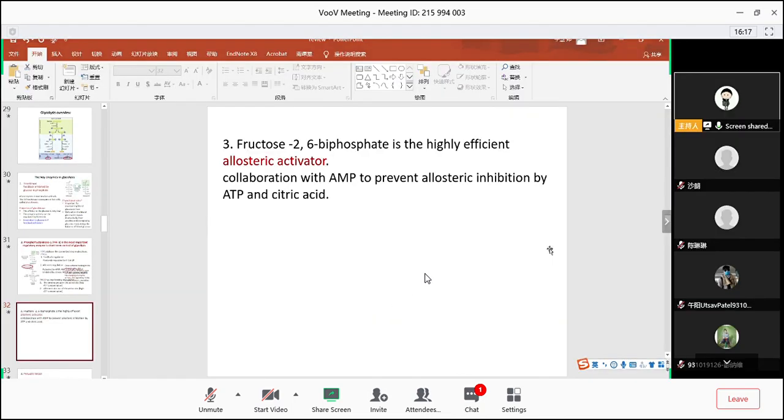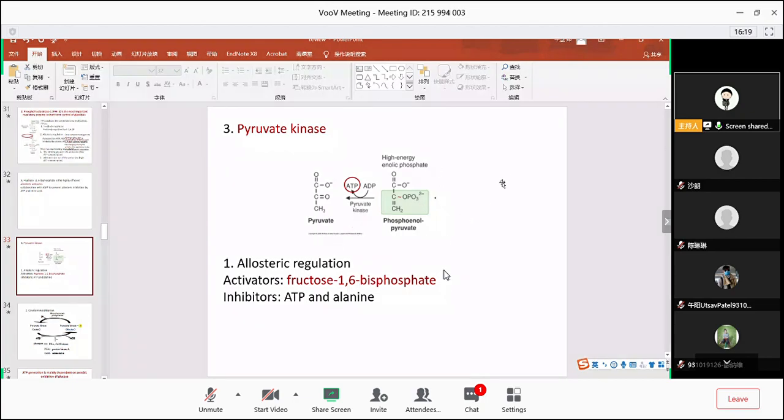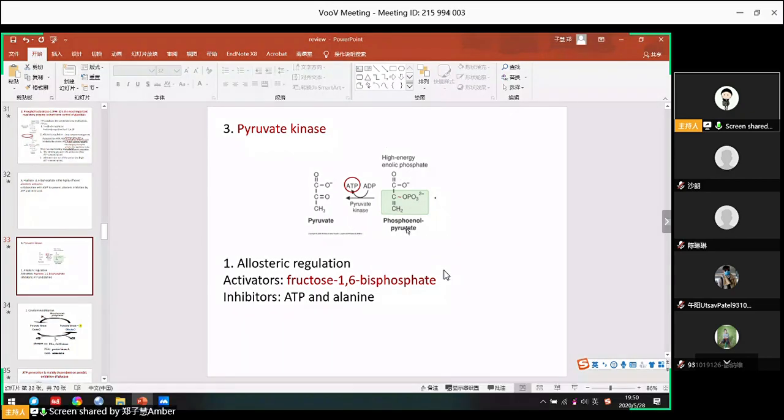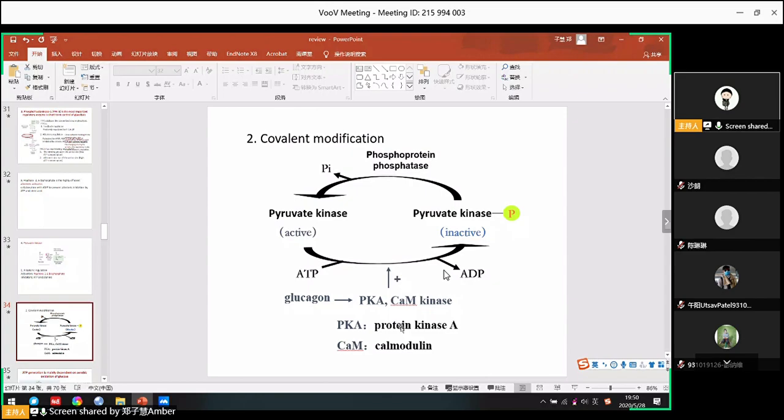is in the 10th step in glycolysis. It can catalyze the PEP to produce pyruvate. And the activator is fructose 1,6-bisphosphate, and the inhibitors are ADP and alanine. But also these enzymes can be regulated by covalent modification using phosphorylation and dephosphorylation.